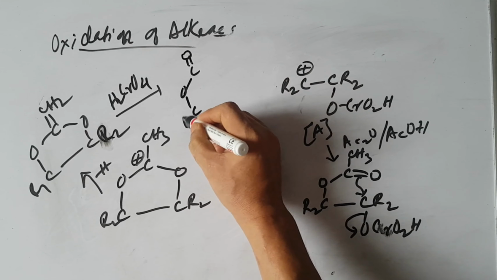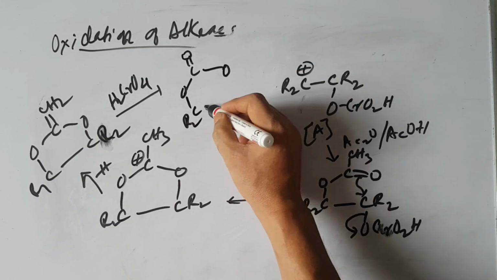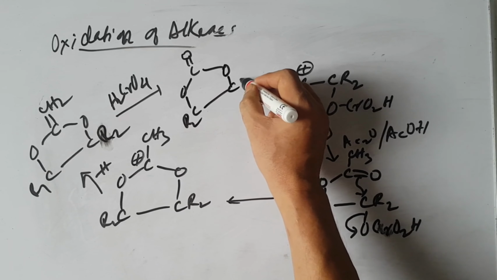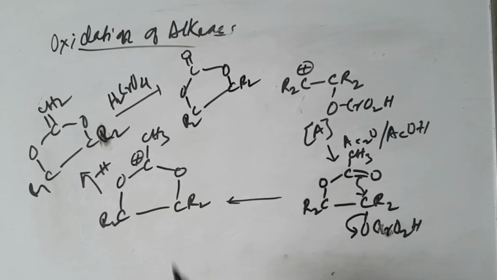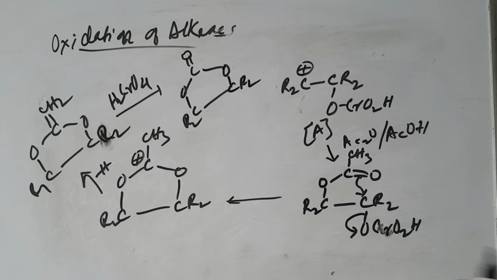So here so many products we can get. A mixture of products is obtained like this, R2. So here is another product. So 1,2 diols, epoxides, ketones, so many reactions. So the oxidation of alkenes by chromium 6 compounds is not so important, as it has limited value for synthesis of organic compounds.